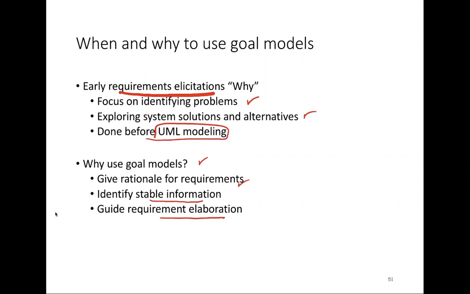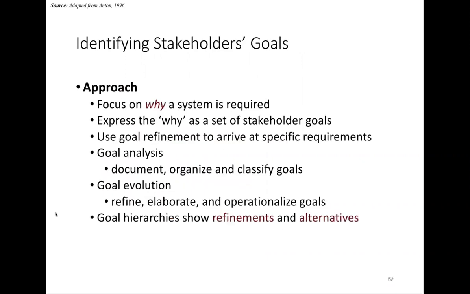Let me share with you the first goal analysis approach that is commonly used, which focuses on why the system is required. We identify why in terms of stakeholder goals, and then we use goal refinement to arrive at specific requirements. In a goal analysis, we document, organize, and classify goals.